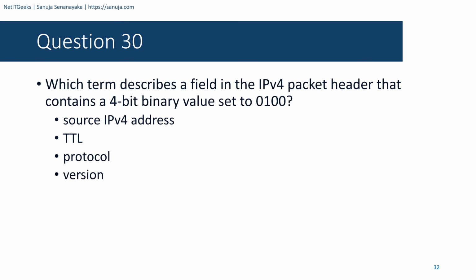Question number 30. Which term describes a field in an IPv4 packet header that contains a 4-bit binary value set to 0100? Again, I think I may have asked this question before. Sorry about that if that's the case. Again, you need to know how IPv4 packet headers work. So the answers are source IPv4 address, time to live or TTL, protocol, or version. So this is something you need to memorize if you don't understand. The answer is the version, because this is how the convention works. This is how we decided the IPv4 protocol works.